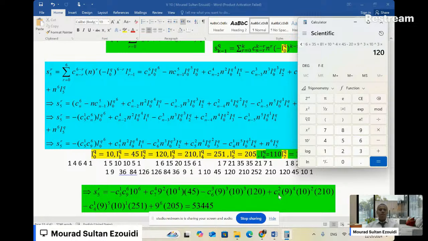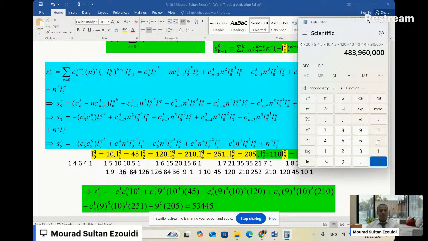Then plus 10, because 5 choose 2 is 10. So plus 10 times 9 raised to the power 4, the highest power of my equation. Multiply by 10 squared, multiply by 210, which means multiply by 210, then annex a 0: 21,000.